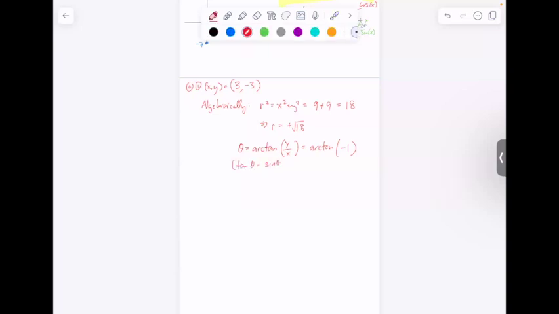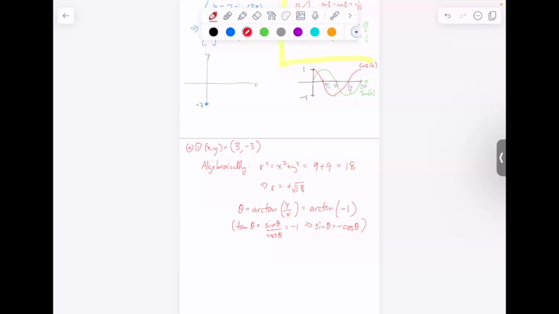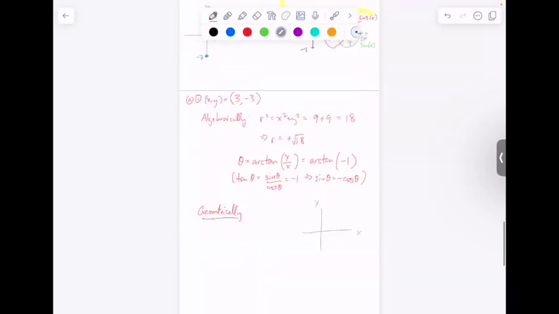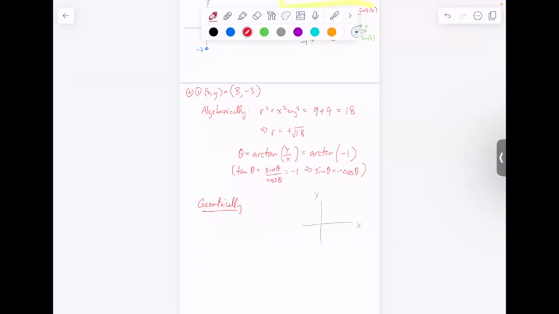Tangent theta is sine of theta over cosine theta. So you want sine of theta to be minus cosine of theta, and you want to solve for theta. Now you want to look and see where sine of theta is equal to minus cosine theta, and you look at a chart here. But there's an easier way to do this geometrically. Look at x and y here. You plot your point 3, minus 3. Here's your point 3, minus 3.